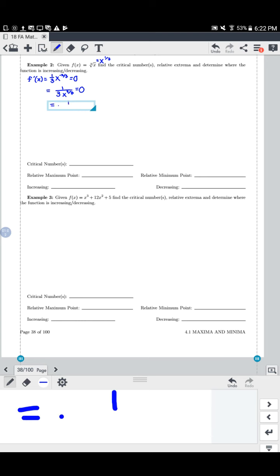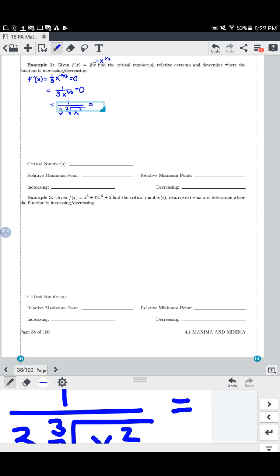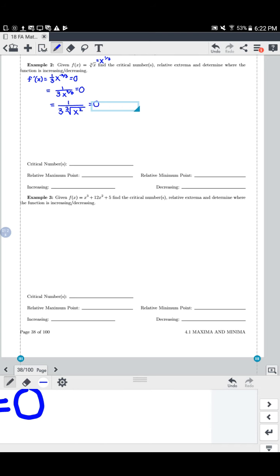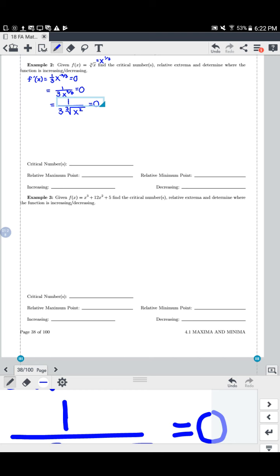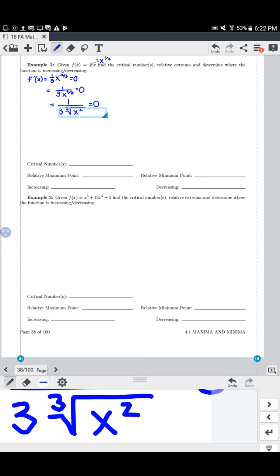So some algebra here. So 3, and I have x to the 2/3. So my power is 2, and my root is 3. And that equals 0. Well, as you can see, I can't actually make this derivative 0, because the only thing that's going to make this 0 is if the denominator is actually 0. So I'm making the derivative undefined, which is totally fine. It's a new type of critical number.